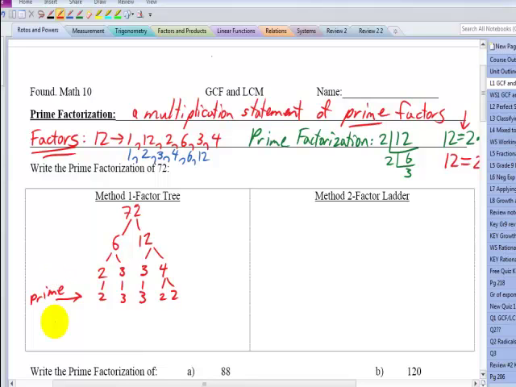Okay, so how can we write 72? What does that equal? Please write it with exponents. Okay, use exponents. Please write the multiplication statement.